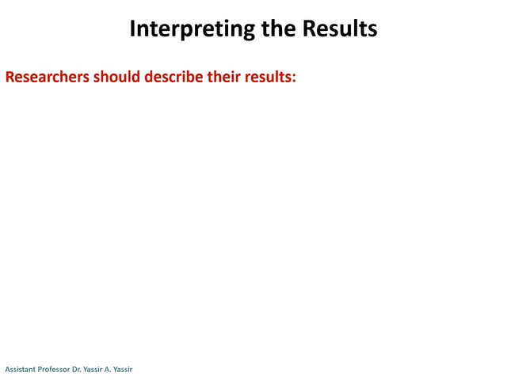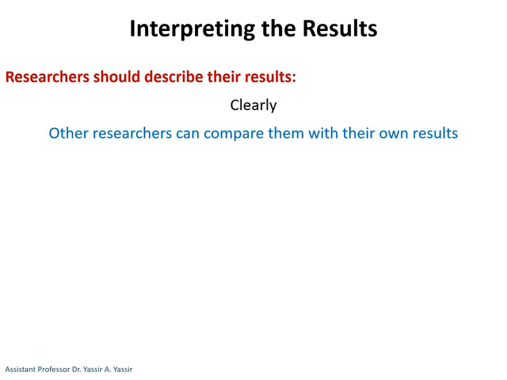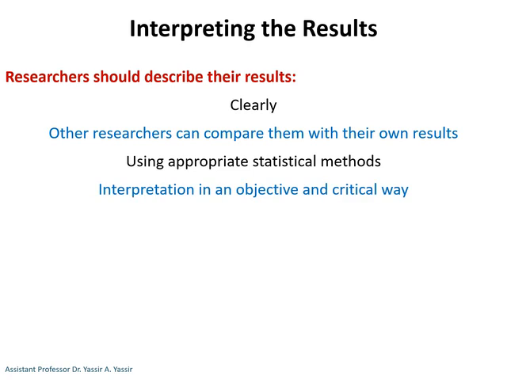When you as a researcher want to describe your results, this description should be clear and in a way that allows others to compare their results with your results. You should also use appropriate statistical methods and interpret the results objectively and in a critical way. That means not only highlighting the positive sides, but also the negative sides, which are the limitations. All these should be done before drawing implications of your results and the conclusions.